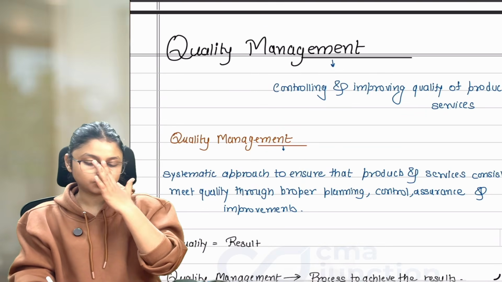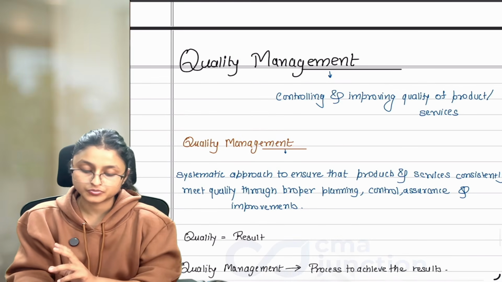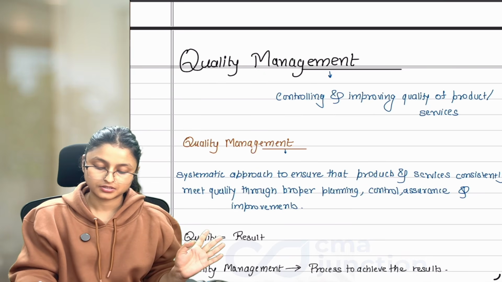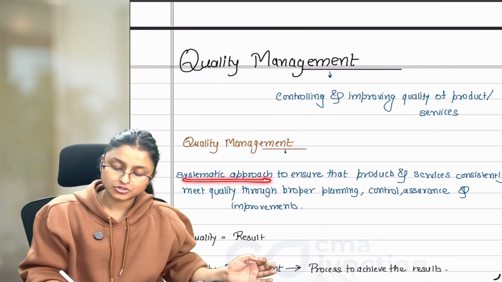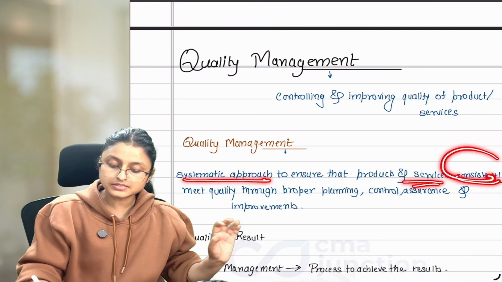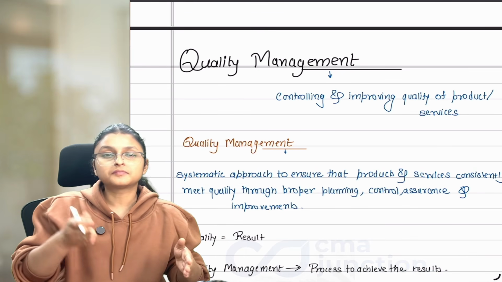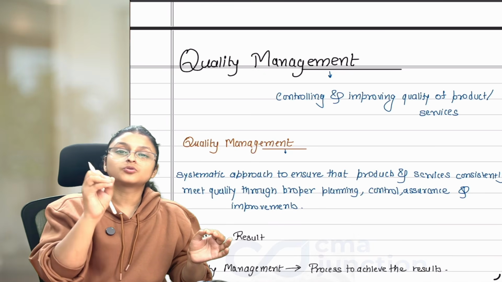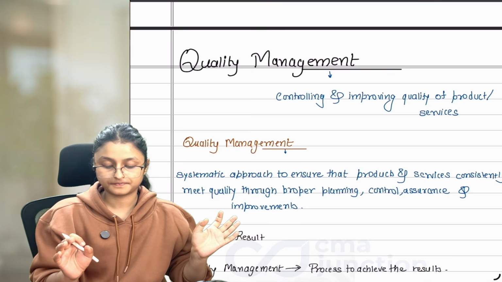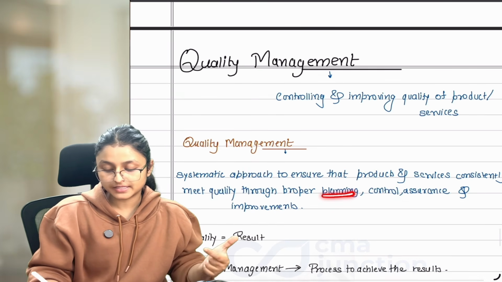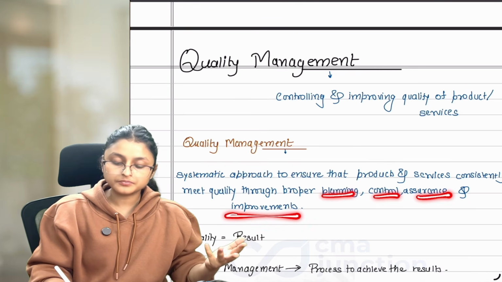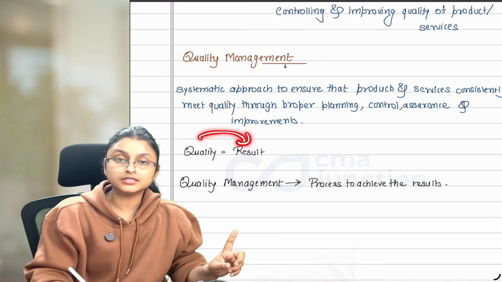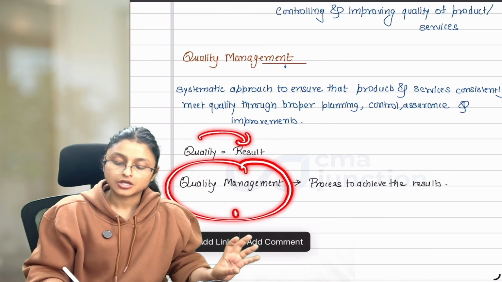Let's start first with quality management. What does quality management mean? Controlling and improving the quality of product or service is quality management. So you are using a systematic approach to ensure that your product or service consistently meets quality. So any systematic or step-by-step approach which you are using to make sure that your product meets quality is quality management. For that, we are going to do planning, control, assurance and improvements so that we can achieve our quality. So the quality is the result here, and quality management is the process through which we are going to achieve that result.